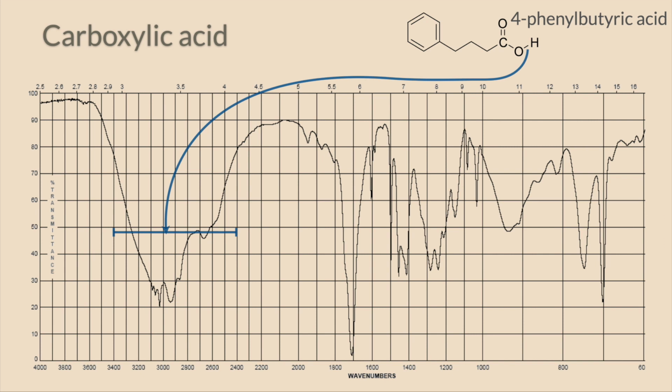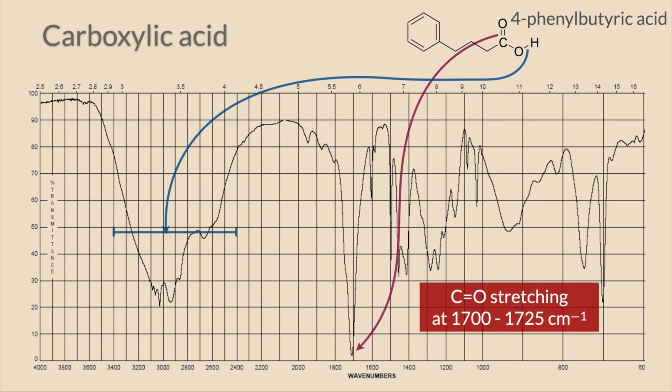It's just slightly lower than that of an OH, somewhere around here. So for an alcohol, it will be somewhere around here. It will not usually overlap with the CH stretching in this region, but a carboxylic acid will usually overlap, and it's also quite broader compared to that of an OH group or an alcohol group. Then apart from that, we will also see the CO stretching frequency at around 1700 to 1725 wave numbers.